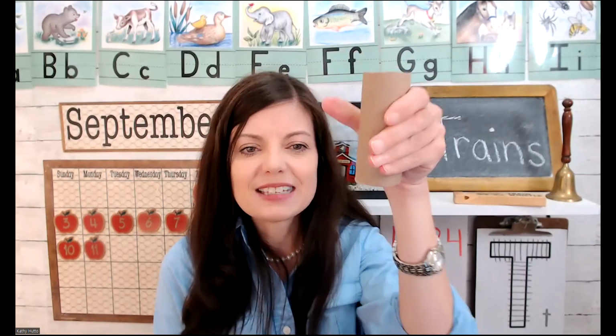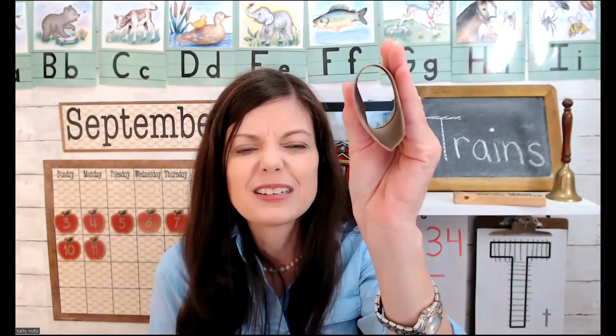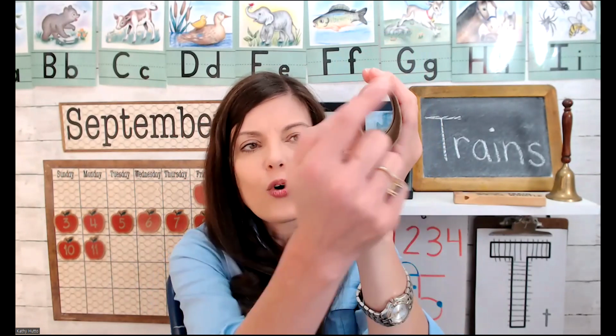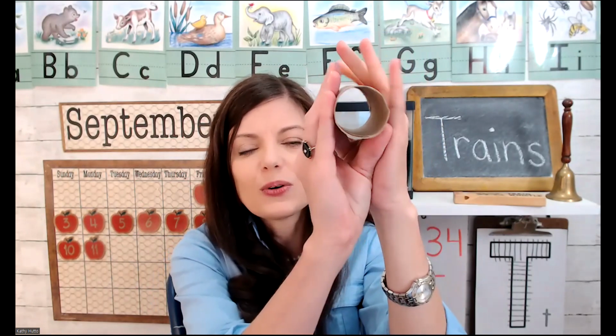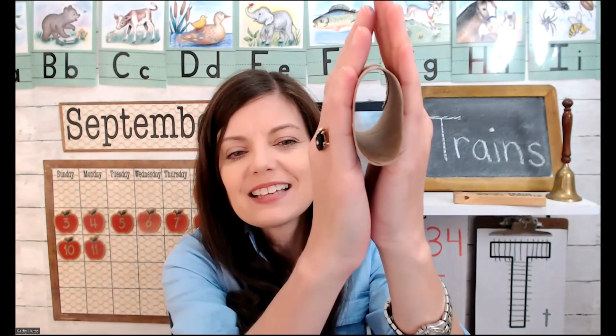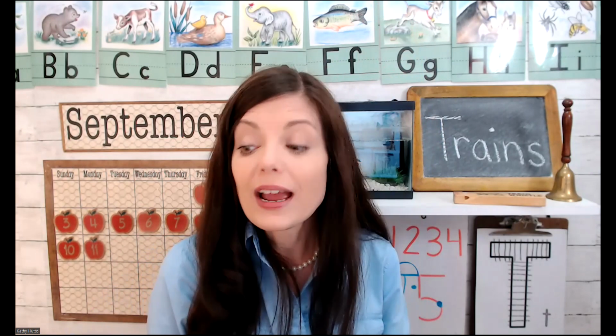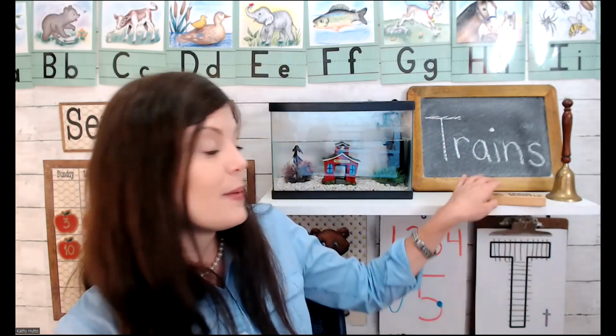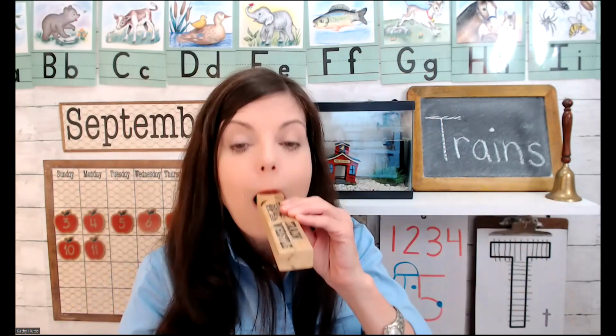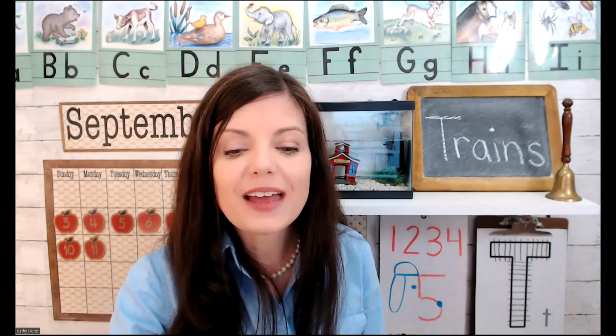So if I just take this empty toilet tube and squish it, it turns into an oval. So there's a circle, and look, squish it, and that's an oval. It's like a squished circle. We're going to use this in art today in just a little bit. But right now, it's time to learn about trains. So all aboard, everybody.